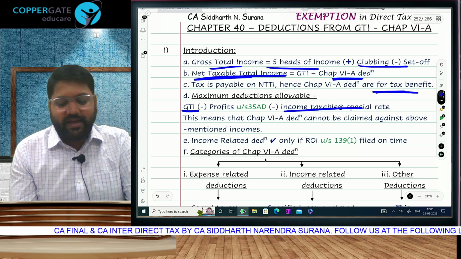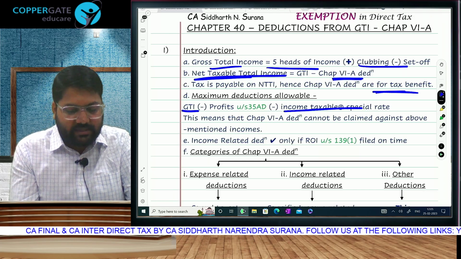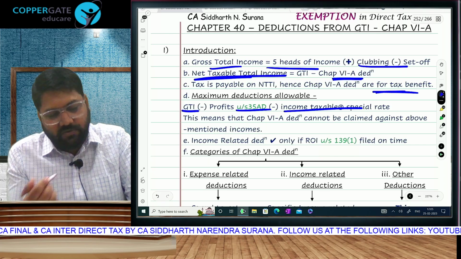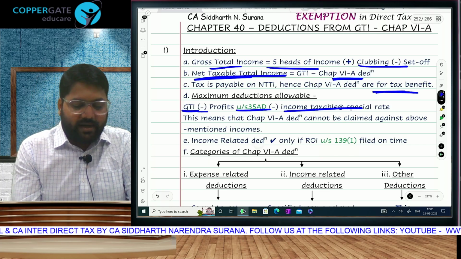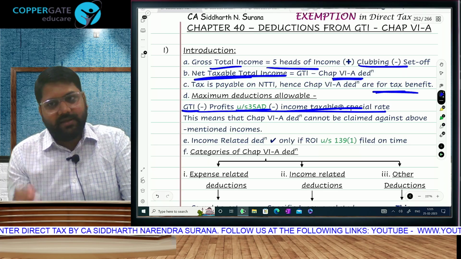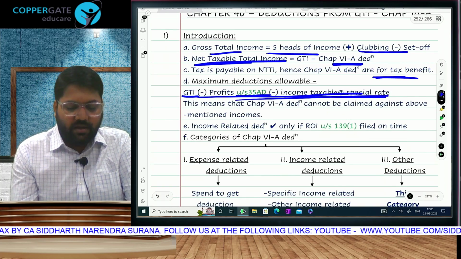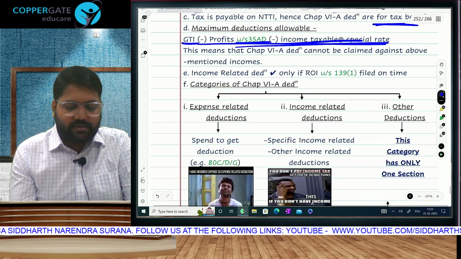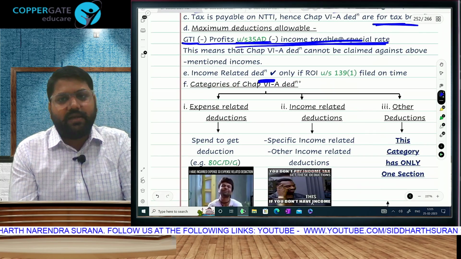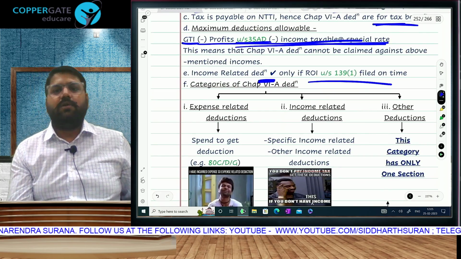Okay, so GTI minus the income taxable at special rates, because you don't get deduction, and any income under 115BAC, because you've already taken massive deduction. You will not get any deduction from these incomes. From your other incomes, you will be getting deduction. Deduction cannot be claimed against the above mentioned incomes. Other than that, you can take deductions. Income related deduction, if you are taking, will be allowed only if your return is filed on time.